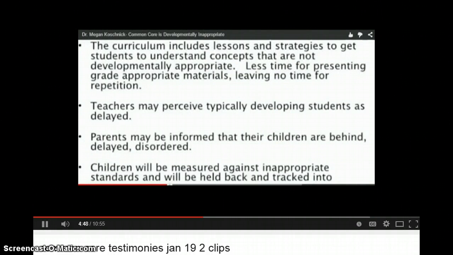But the other things are just what I talked about. The teachers are going to see typically developing children as delayed. Parents may be informed that their children are behind, and kids are going to get measured against inappropriate standards and might be held back or tracked into remedial classes that they don't really need.